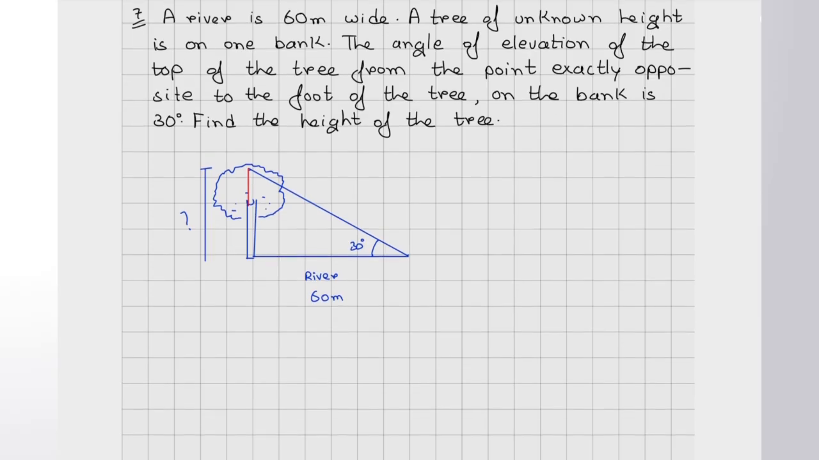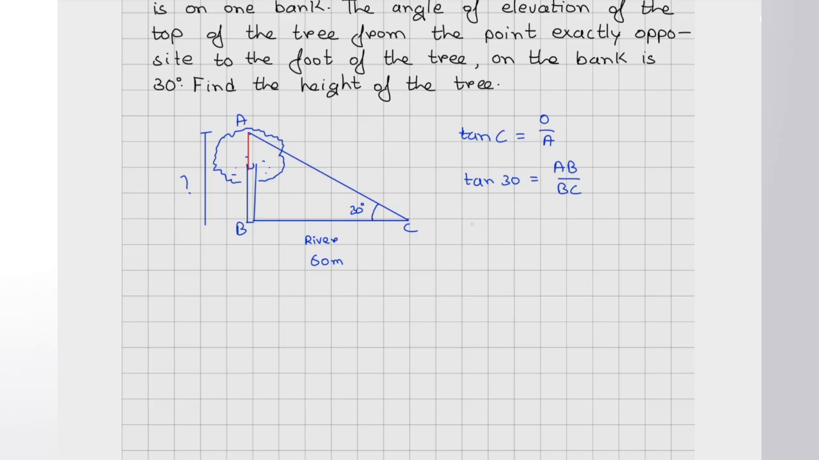We have our diagram. Now let's try to find it. Again we'll use tan, because we know the adjacent and we don't know the opposite. Let's name the triangle ABC. Tan C is equal to opposite by adjacent. Tan 30 is equal to, what is opposite? AB. What is adjacent? BC.